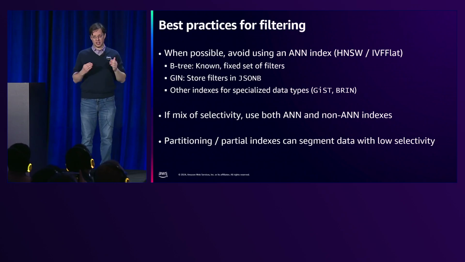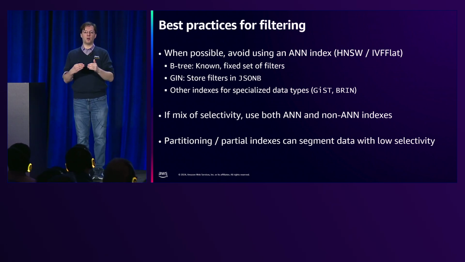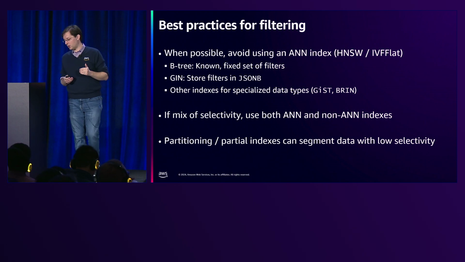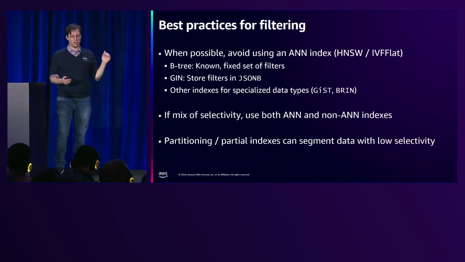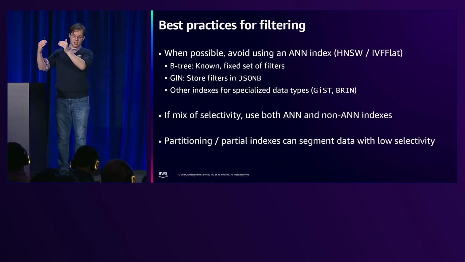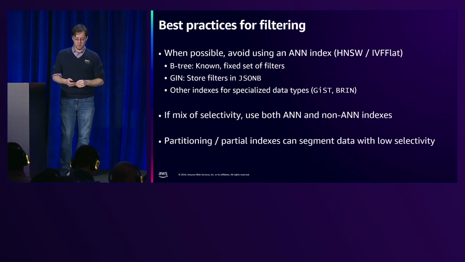If you have a mix of selectivity, you can mix and match. You can have an HNSW index alongside a B-tree index, and Postgres will make the intelligent choice in terms of the one that's going to make the most sense to satisfy the query. And finally, there are still the old hammers of partitioning and partial indexes. If you're able to segment your data, and the data is lowly selective, it might still be better to put those into the particular partitions and then further refine it from there.